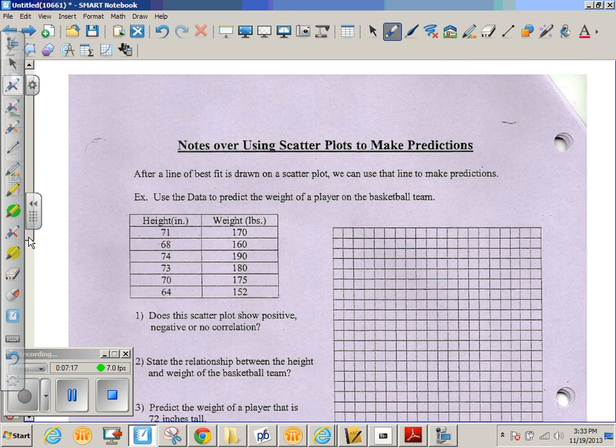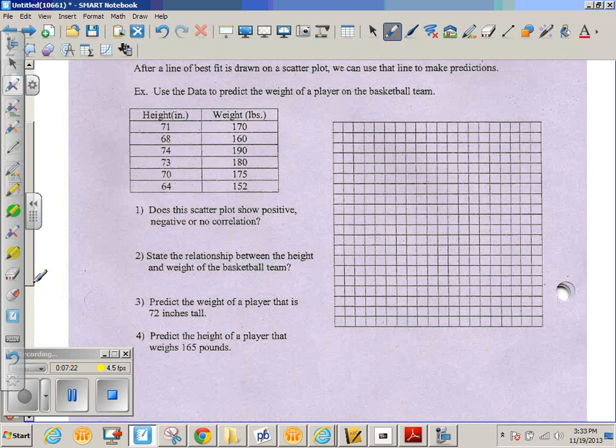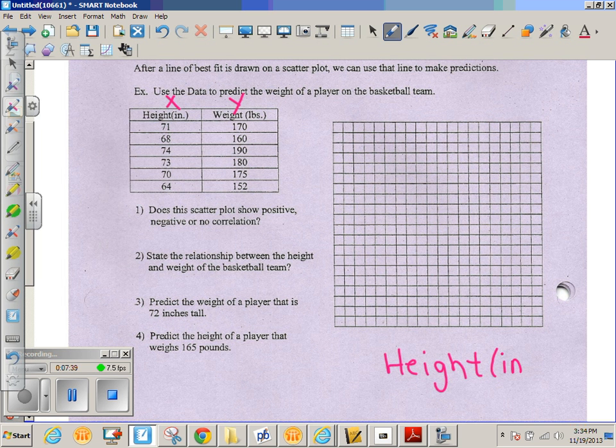Now this problem is going to be a little bit more challenging, because we don't have an appropriate scale, so we're going to have to determine an appropriate scale in order to make some predictions. So I know that this is x, my height, and then my weight is going to be y. So I'm going to go ahead and label my coordinate plane. That's to start with. Height in inches and weight in pounds.